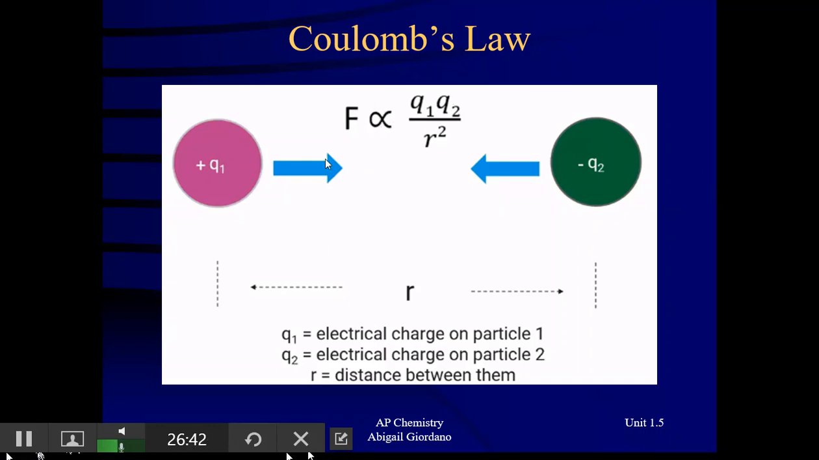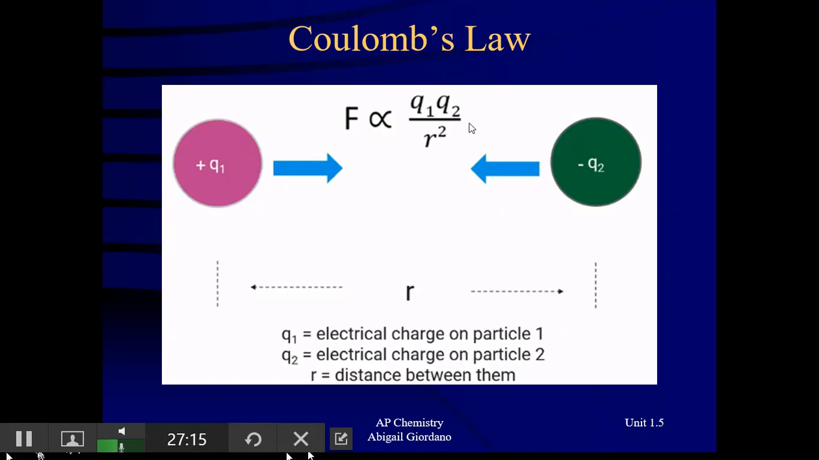So the force between 2 charged particles has to do with 2 factors. The charges on those 2 particles, like, are they positive? Are they negative? Is this charged particle not just +1, but is it an ion with a +3 charge? Okay, so Q1 and Q2 are charges, and R is the distance between them.